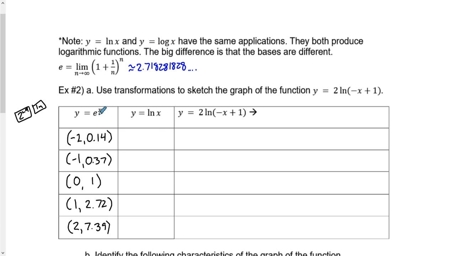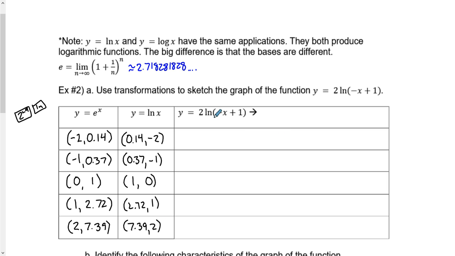The exponential is at e to the power of x. The logarithmic function, the natural logarithm, is this ln x. So instead of writing -2, 0.14, we're going to switch your x's and y's. Because it's always easier to find the exponential equation first and then switching our x's and y's. So 0.14, -2. 0.37, -1. 1, 0. 2.72, 1. 7.39, 2.